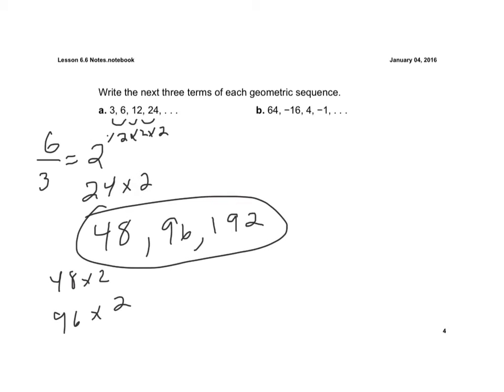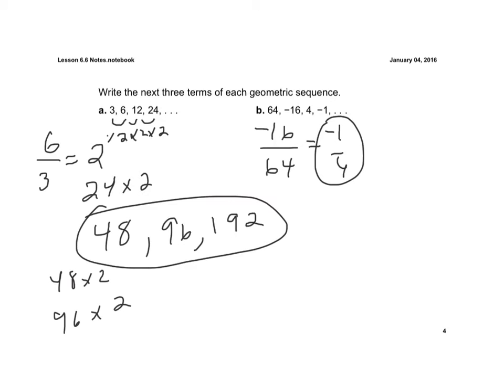Now here, again, we want to take negative 16 divided by 64, and if we reduce that, it becomes a negative 1/4. So our common ratio is a negative 1/4. So now that's what we have to multiply each term by to find the next 3 terms.